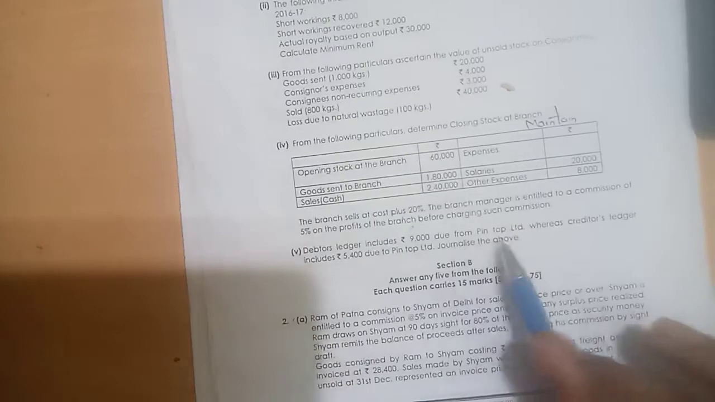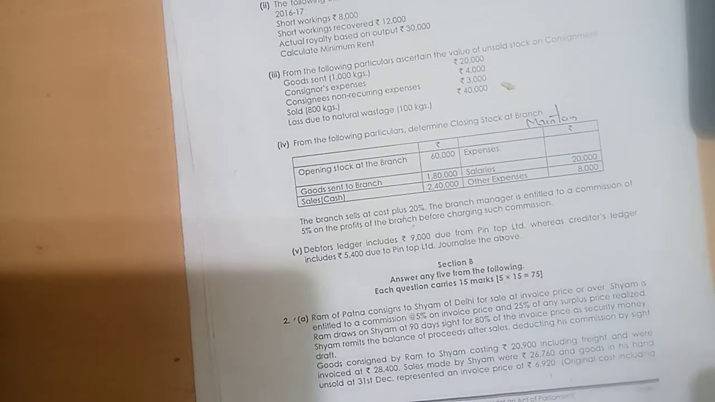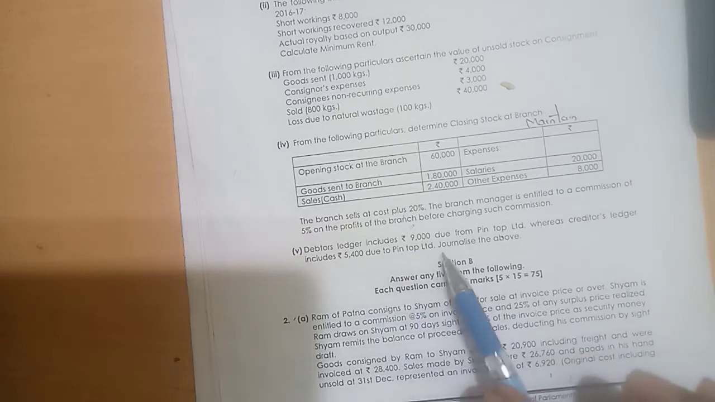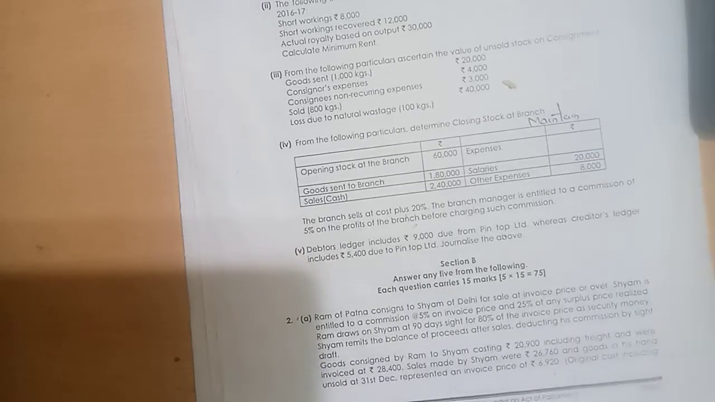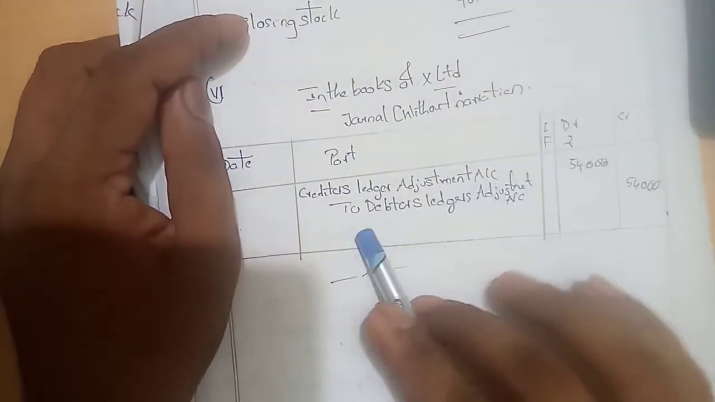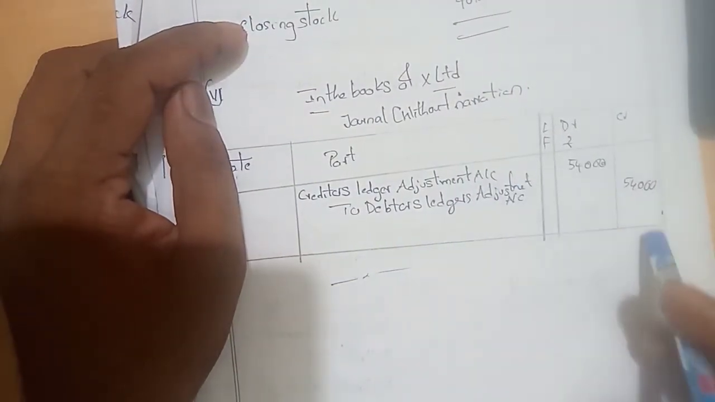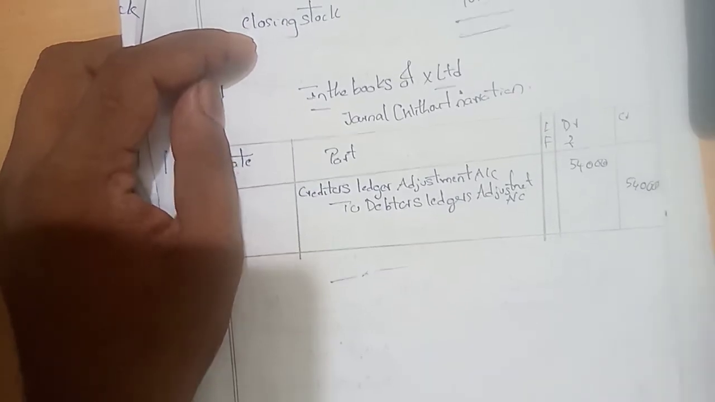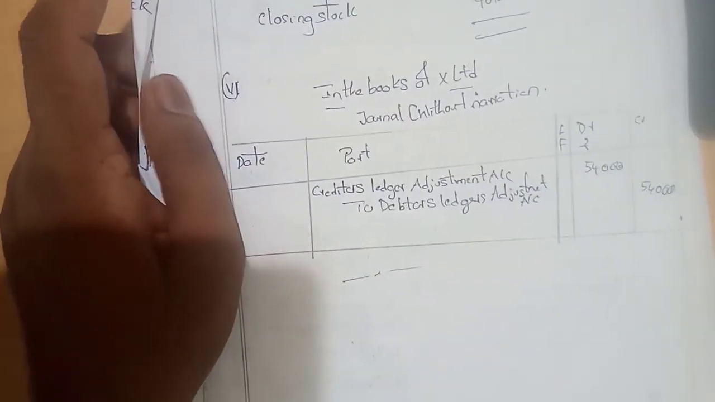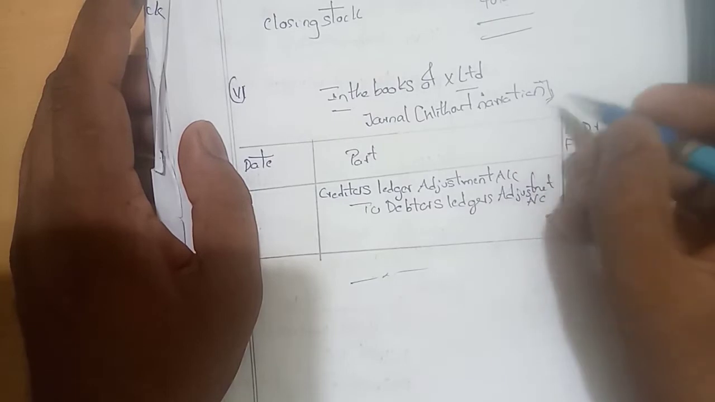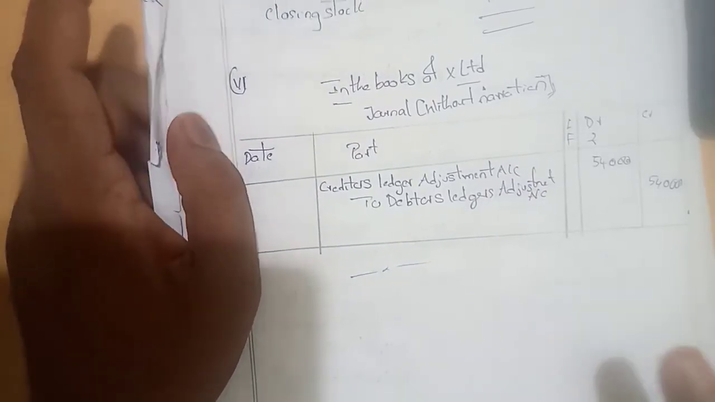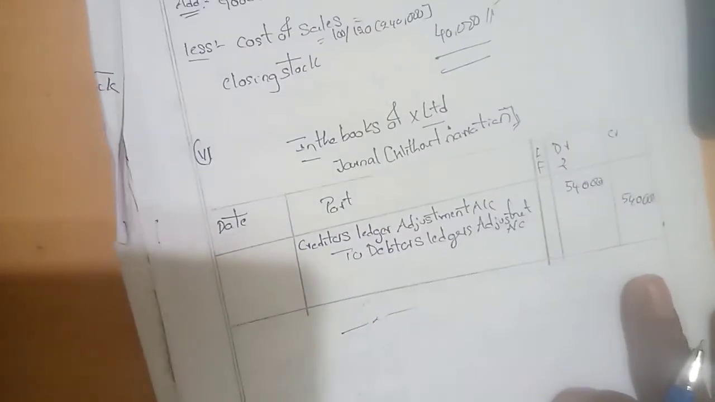So next, sixth question. The debtors ledger includes 99,000 due from Pintop Limited, whereas the creditors ledger includes 5,400 due to Pintop Limited. Generalize the above. Creditors ledger adjustment account to debtors ledger adjustment account, 5,400. So these are working notes. During the examination, we need to maintain good presentation, but here, understand the problem. I hopefully understand.